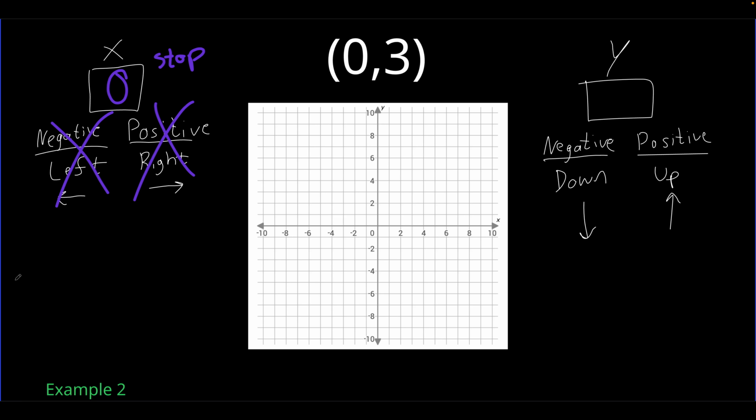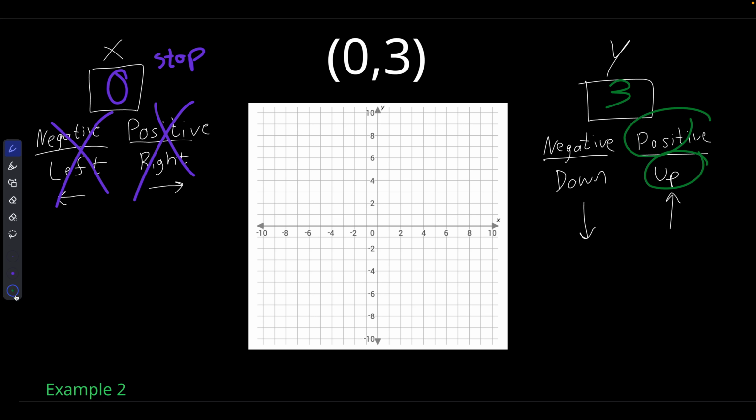Then the 3, okay, that's positive 3. We know how to deal with that. That means up. So we are not going to go left or right here. Okay, we're going to stay right in the middle, and then we're going to go 3 up. 1, 2, 3. And this is our final location. Okay, so the 0 means I don't go left or right, but I am going to go up 3.